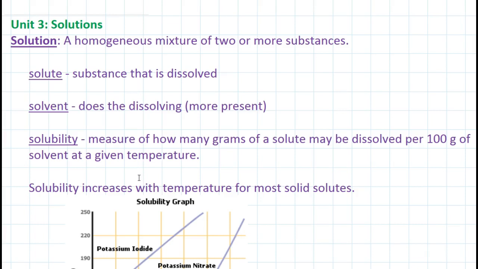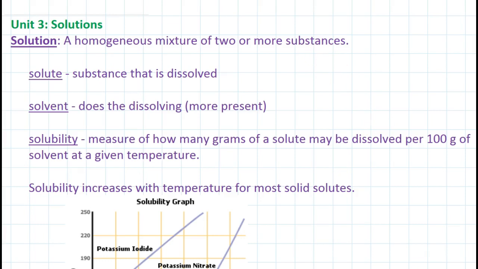Solubility is a measure of how many grams of solute can be dissolved per 100 grams of solvent at a given temperature. For solids, solubility tends to go up with temperature increase, and that's just because the particles are moving around faster. So it allows those water molecules to interact with the ions or molecules or whatever it is that's being pulled apart in the solute.